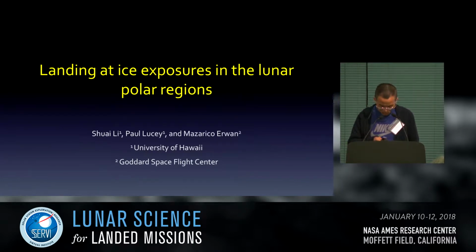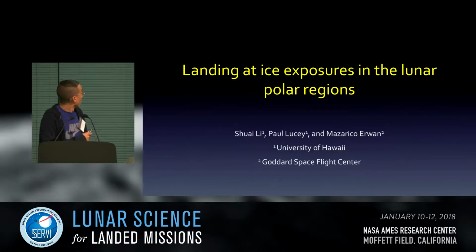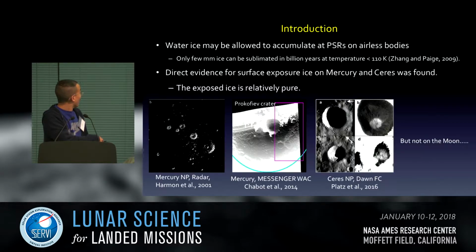Hello, everyone. Today, I'm going to share some work we've done recently about landing at ice exposures in the lunar polar regions. As we know, water can accumulate at the PSRs in airless bodies because only a few millimeters of water can be sublimated in billions of years at a temperature less than 110 K. And we find this case on Mercury and Ceres.